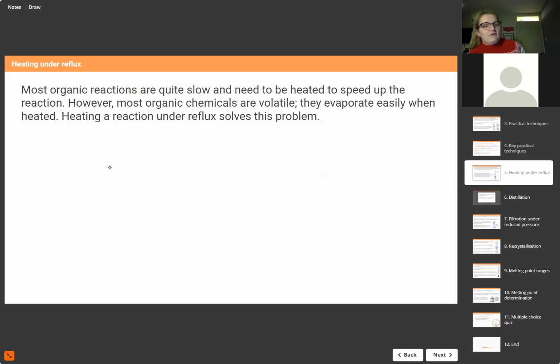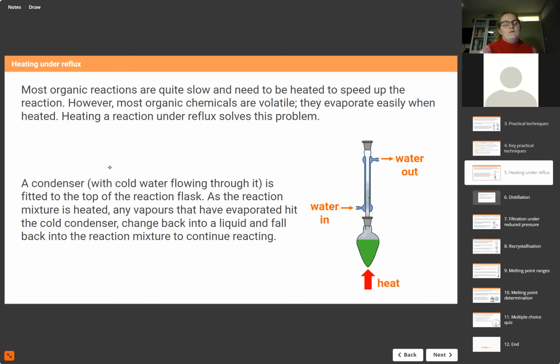So heating under reflux. Lots of organic reactions are really slow. If we left them to happen on their own in a lab, it would be pointless and cost us a lot. So we need to heat them to speed up the reaction. However, the negative is that lots of organic compounds are very volatile and they evaporate really easily when they're heated. So we speed up reactions using heat, but we heat them under reflux.